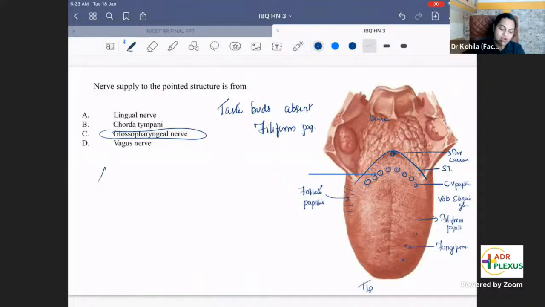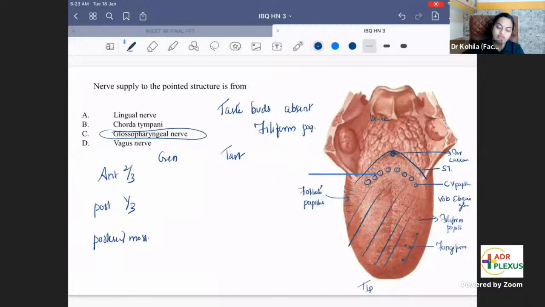Nerve supply to the tongue, all of you must be knowing. Anterior 2/3, general sensation, taste sensation. We divide it into 3 parts, right? Anterior 2/3, posterior 1/3, and posterior most. This is the anterior 2/3. The anterior 2/3 of the tongue, general sensation is by the lingual nerve. The taste sensation from the anterior 2/3 of the tongue, except the circumvallate papillae, is by chorda tympani, that's a branch of the facial nerve.